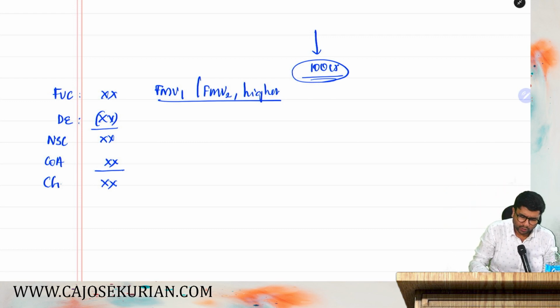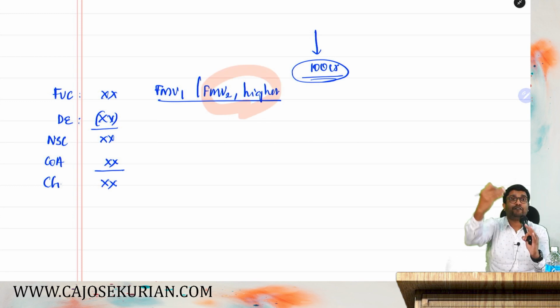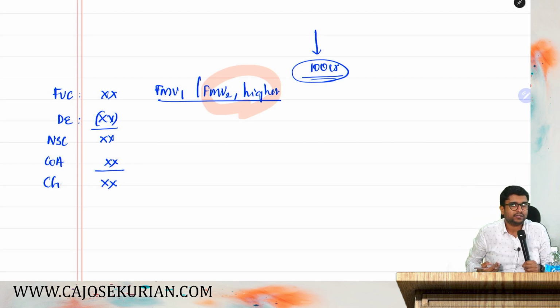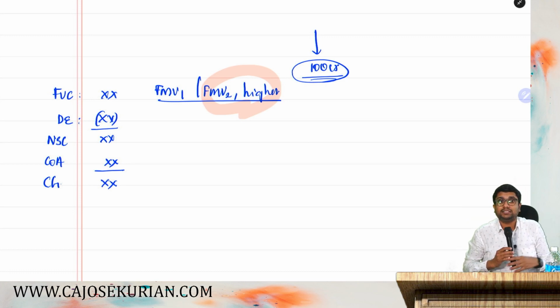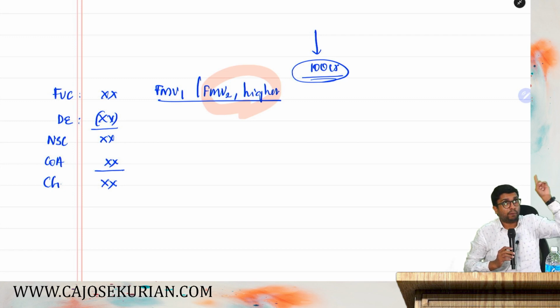Now you tell me, what is FMV2? FMV2 simply means it is the fair market value of the consideration that I have received. What is that? I have received 100 crores plus one building. The 100 crores of money does not have any other fair market value; the value is 100 crores itself. Plus, I need to consider the value of the building as well.